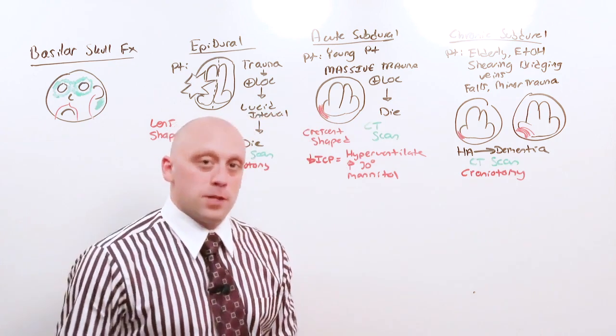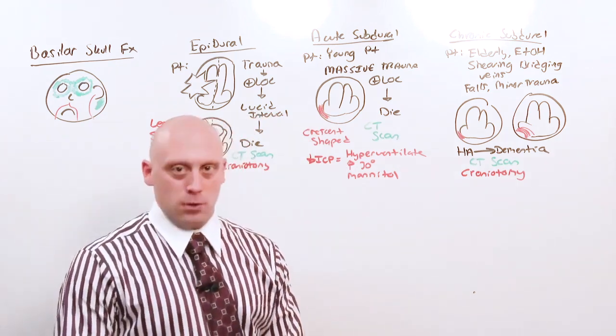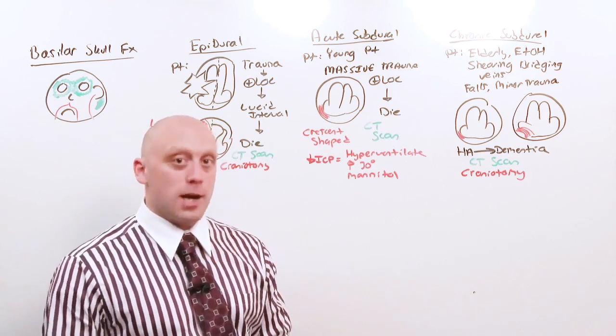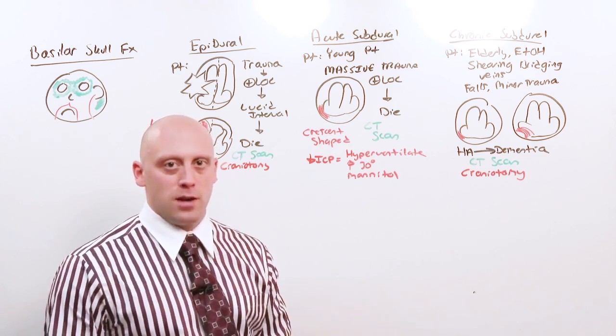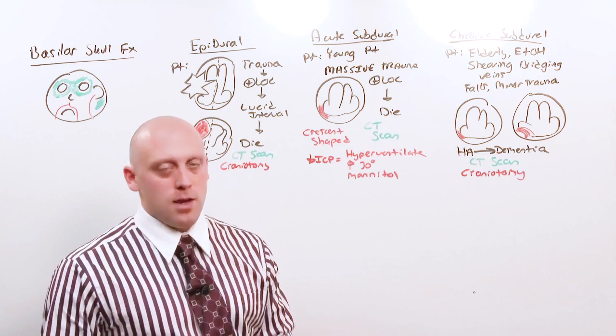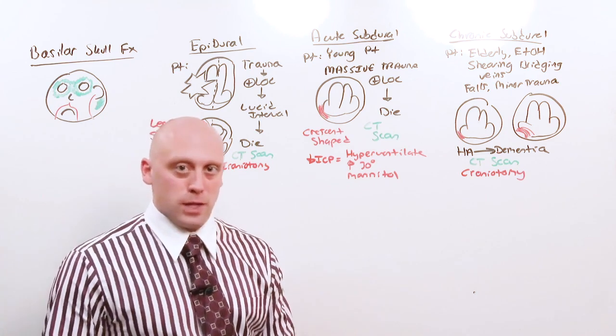Of course, it should be obvious if someone has a brain bleed, by the way, you should attempt to correct their anticoagulation. So if they're on warfarin, have an elevated INR, you want to give them FFP. If they have thrombocytopenia, give them platelets.